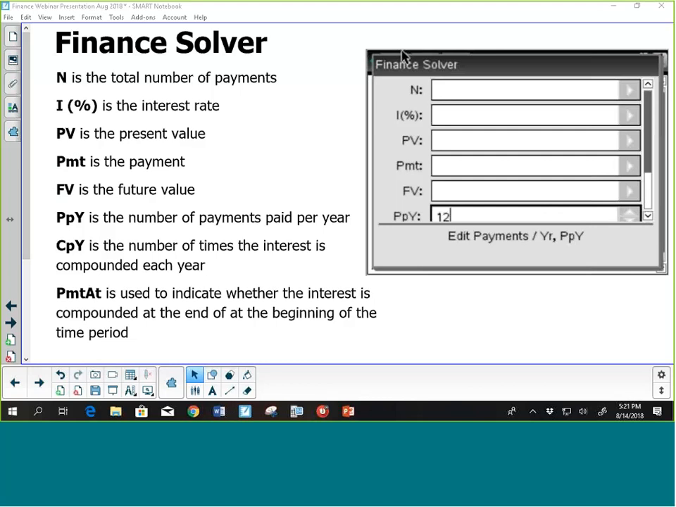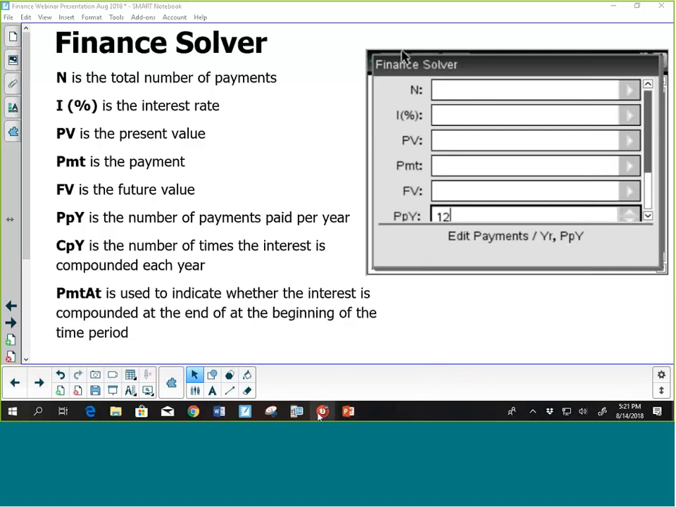And then PPY is the number of payments paid per year. And then this is where the interest is compounded each year. And then for payment, you can designate if it's at the beginning of the month or at the end of the month. And I think we just selected the end of the month for our scenario. And I don't know, I guess it's when it's compounded at that time. So I don't really know the significance of that. So anyways, that's just something for your information, just to put a little bit more clarity to what it is we're doing.